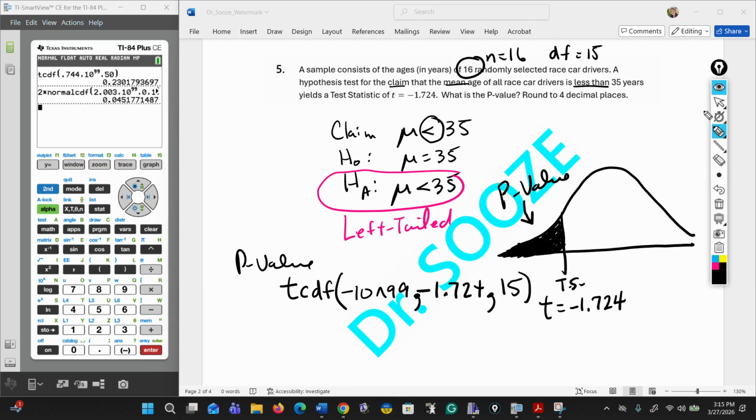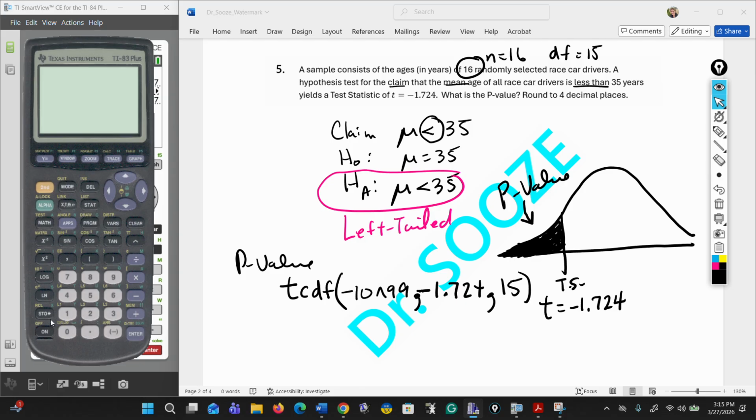Okay, so again, if I use the older model, I'm just going to get into second vars, come here to TCDF, minus 10 to the 99, comma, minus 1.724, comma, and then the degrees of freedom. And if I take that to 4 places, then I'm going to have 0.0526.